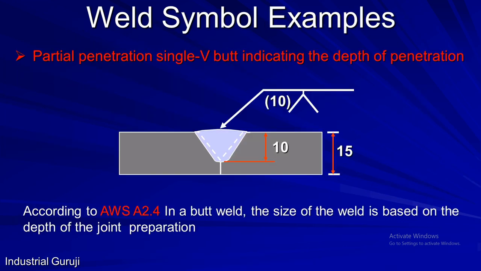Here, one thing to remember guys, according to AWS A2.4, size of the butt weld is based on depth of the joint preparation. So even if the thickness is 15, size of the weld here is 10 mm. So this 10 mm to be shown in the symbol.